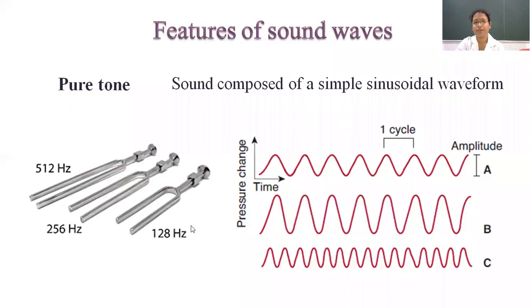The best example is the use of vibrating tuning forks for sound. A 128 hertz tuning fork will give you a sound of 128 hertz. Similarly, 256 and 512. Each tuning fork will produce a sound of one frequency only.